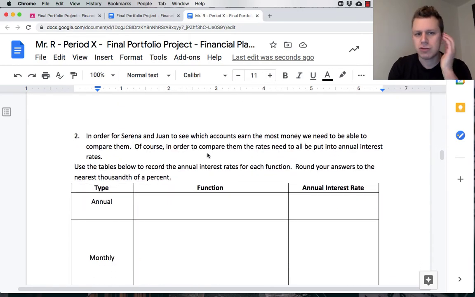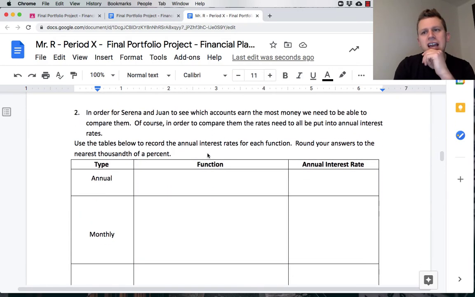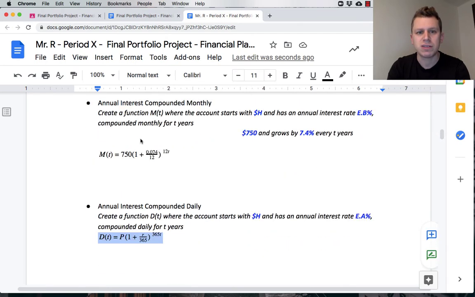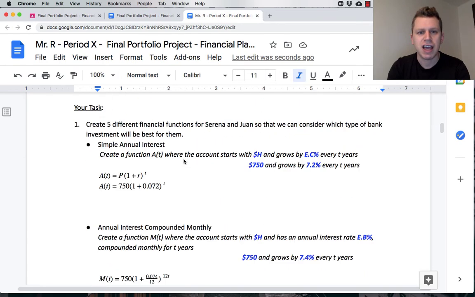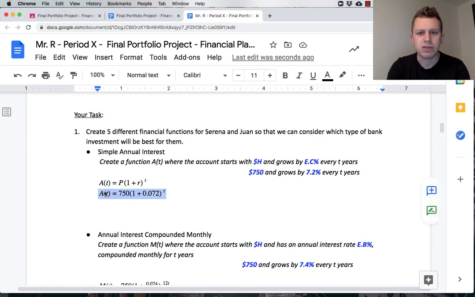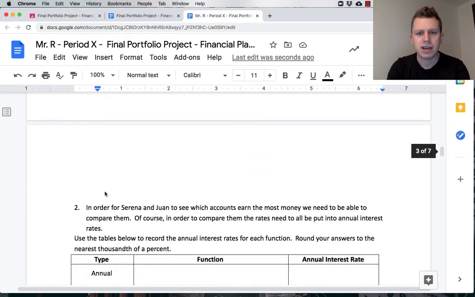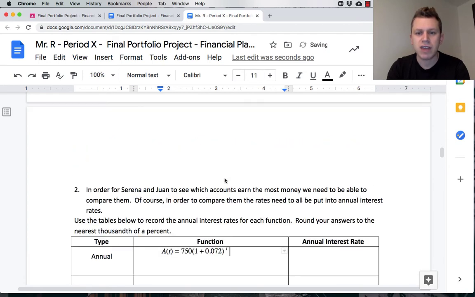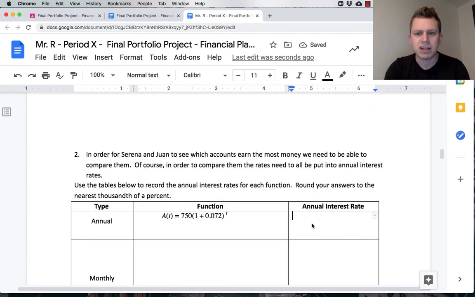Moving on to part 2, what you have to do is find what is the annual interest rate for each of these functions. Well, guess what? The first one already has annual interest rate. So for the first one I'm just going to copy my function A of t. Here's my function for annual. We know the annual interest rate because it already is an annual interest rate function, nothing to do there. That's just 7.2% annual interest.